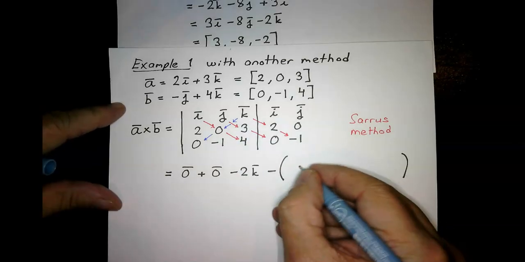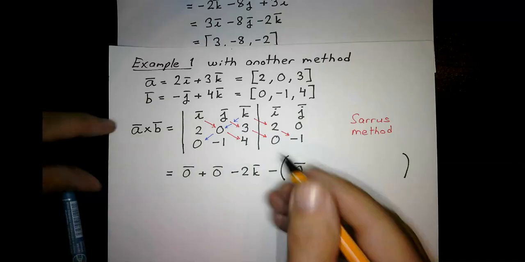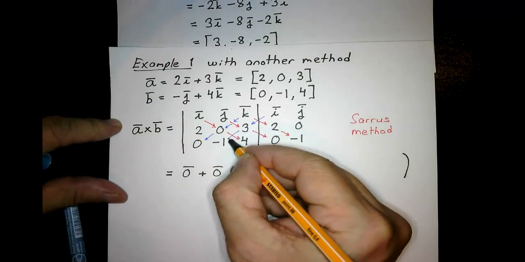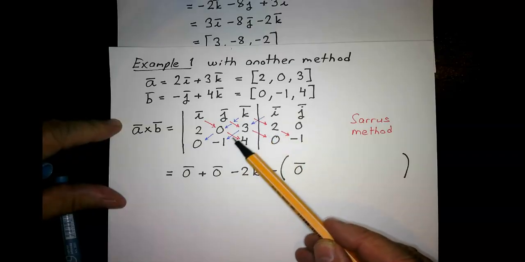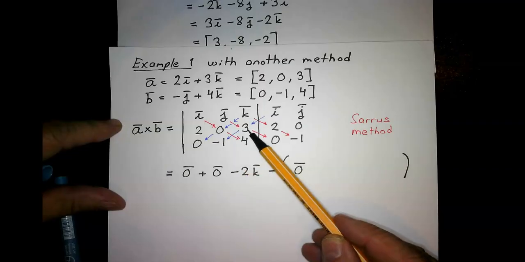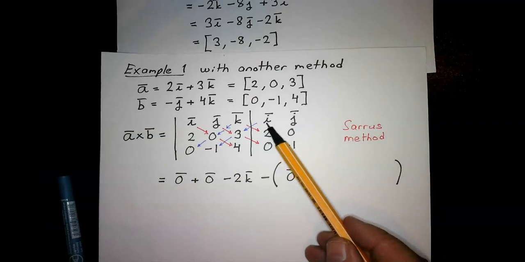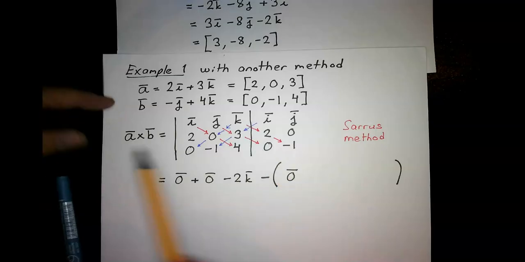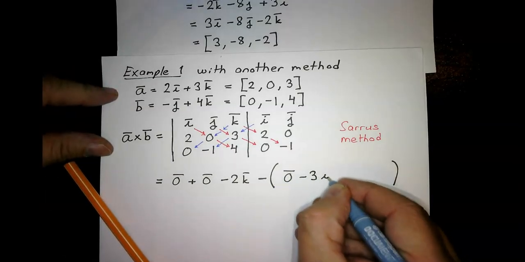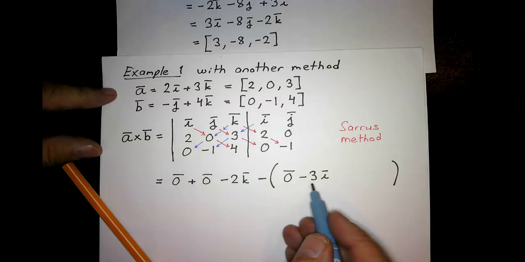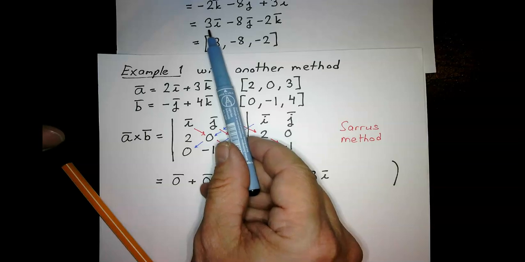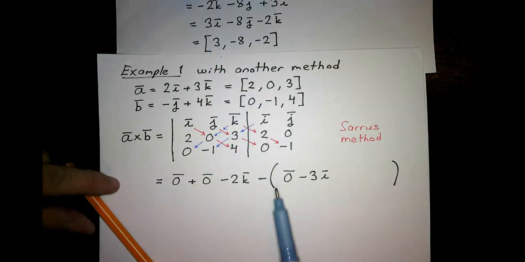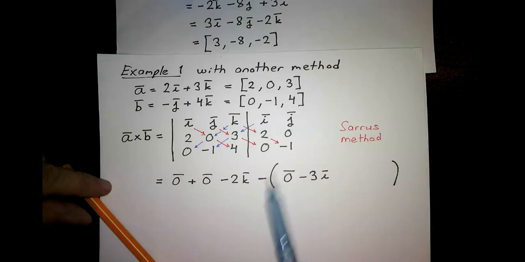So here we got 0, and the second multiplication will be in this way. There will be 3 times minus 1, minus 3 times i, or minus 3i. We got minus 3 here. If we compare with the result in the previous example, we got plus 3i, but we can see that there is this minus sign in front of those brackets, so this will change the sign to plus.